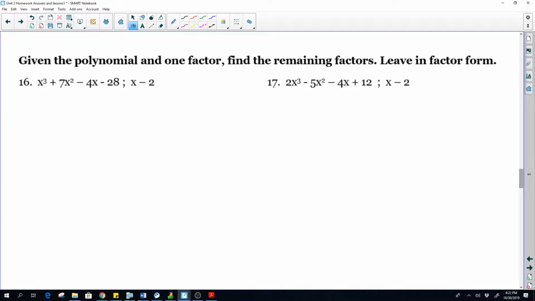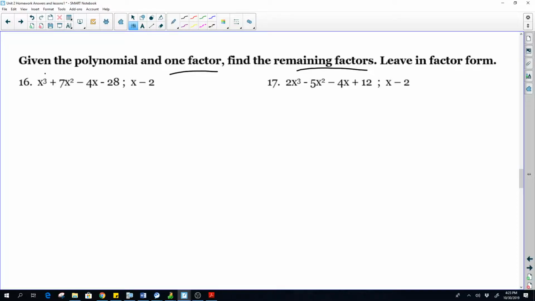Synthetic division. We can do this. And then just factoring again. After you do synthetic division, we got this. Let's see here. So the factor they give us is x minus 2. So they give us one factor. Find the other two factors.